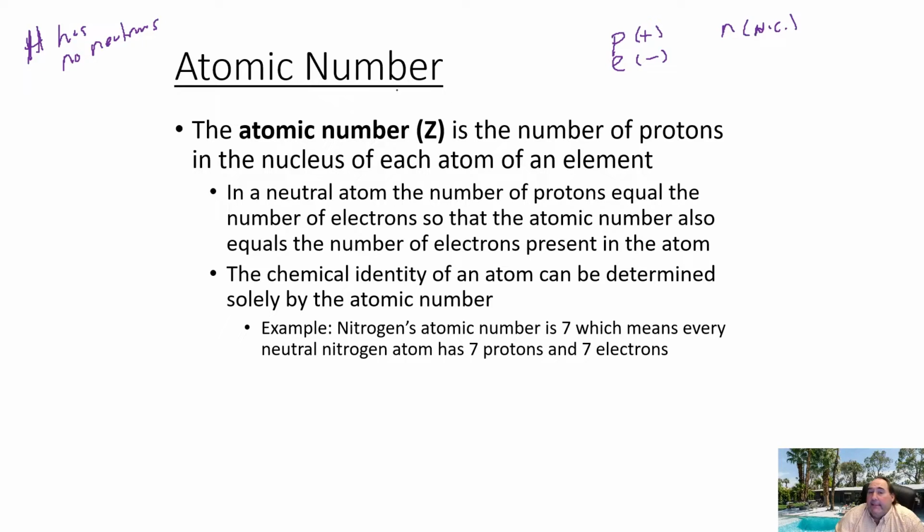So if we think about it, atomic number tells us the number of protons. In order for this thing to be neutral, you would need the exact same number of electrons, right? All the positives equal all the negatives, and everything cancels out. Now, the chemical identity of an atom can actually be determined by the atomic number. So where can we find the atomic number? Well, that is our good friend, the periodic table.